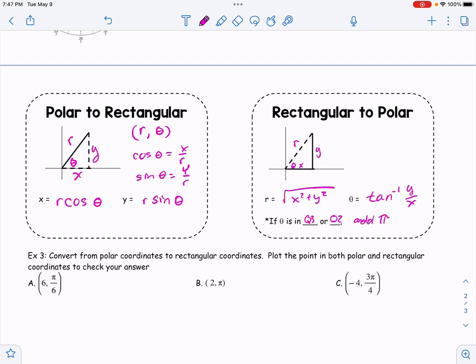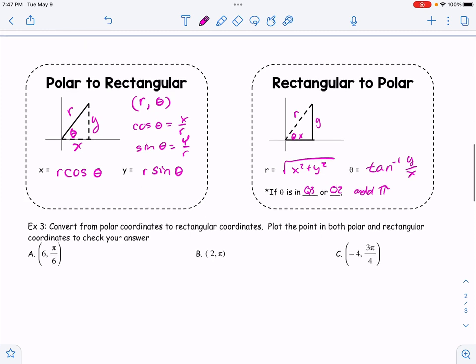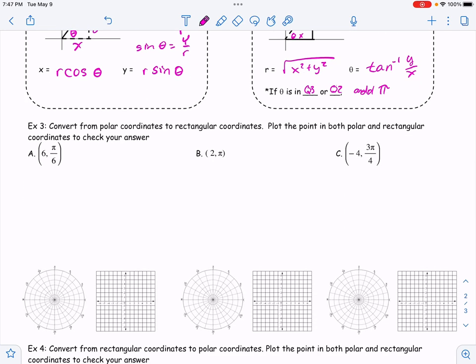And we'll talk about that in a minute. We're going to use the unit circle. I'm going to give you pretty angles, so it won't matter. Okay? We want to convert from polar coordinates to rectangular coordinates. Plot the point in both polar and rectangular to check your answer.